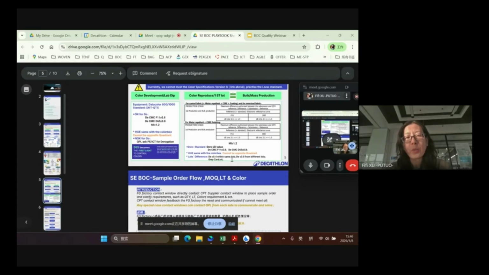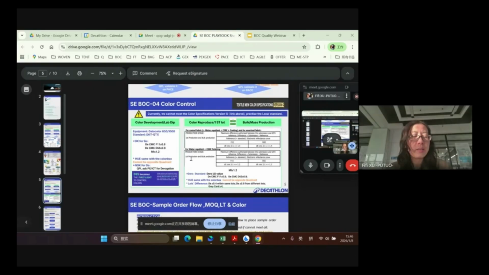However, we have to say that the green card is also confirmed by eyesight, so we cannot use it as a standard. It is a support tool. Okay, this is a color control. Now you know how to use this playbook.